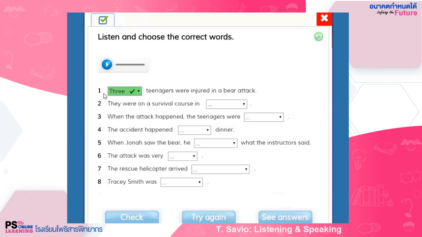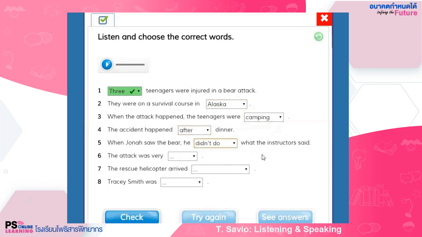Okay, let's check the answers. Number 1. 3 teenagers were injured in a bear attack. Number 2. They were on a survival course in Alaska. When the attack happened, the teenagers were camping. The accident happened after dinner. When Jonah saw the bear, he didn't do what the instructor said.